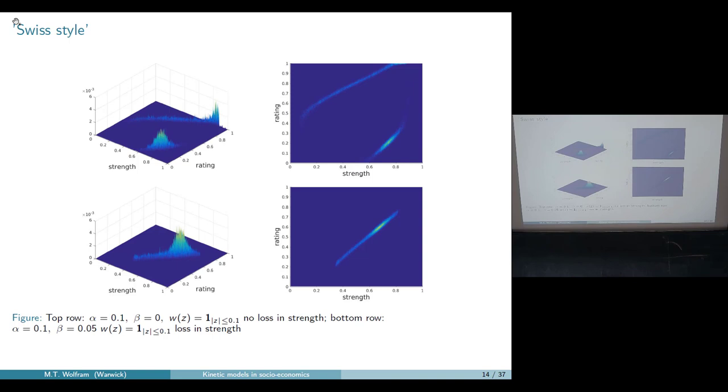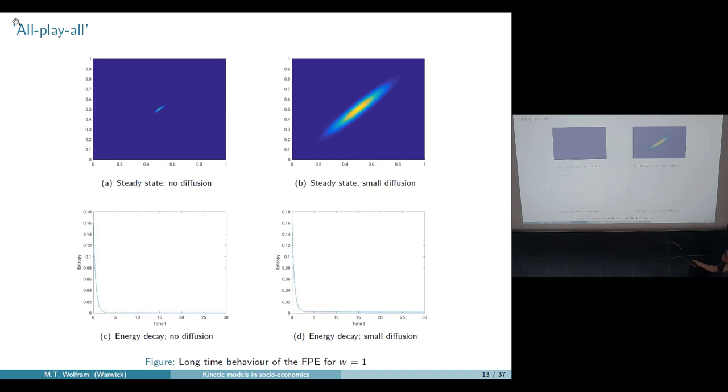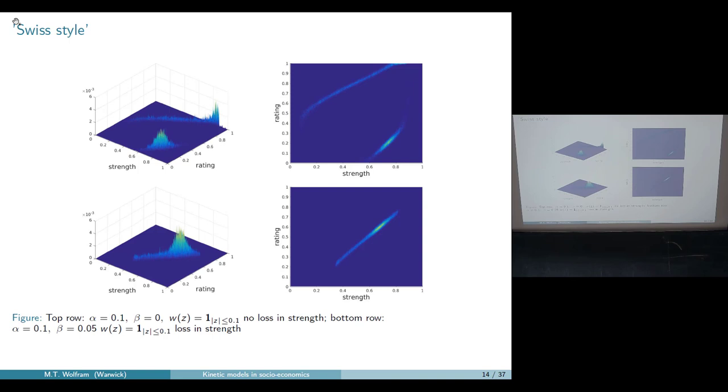You can also play a little bit, and this is a bit hard to see as well. But what is this kind of game? What we wanted to understand is what's happening if I'm going to play. The first situation was all play all. All play all means W is equal to 1, so every player can play against any other one. What if I'm going to limit this? If I have only limited interactions, then the situation is going to change.